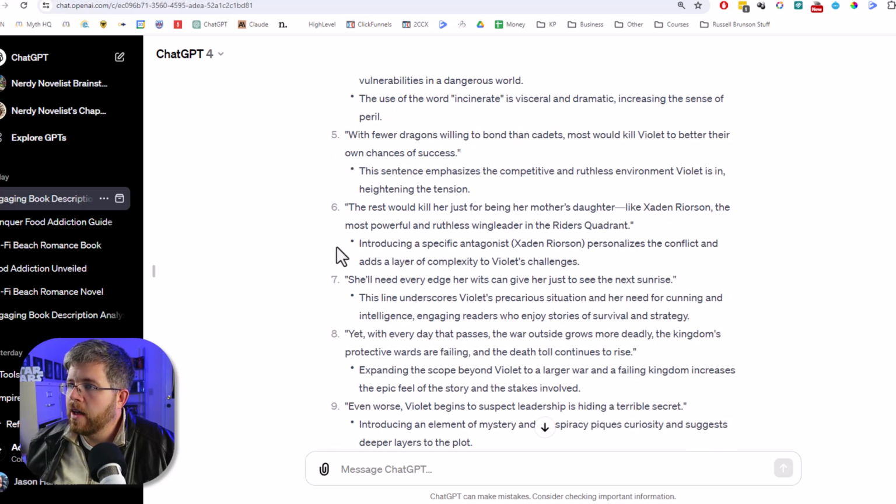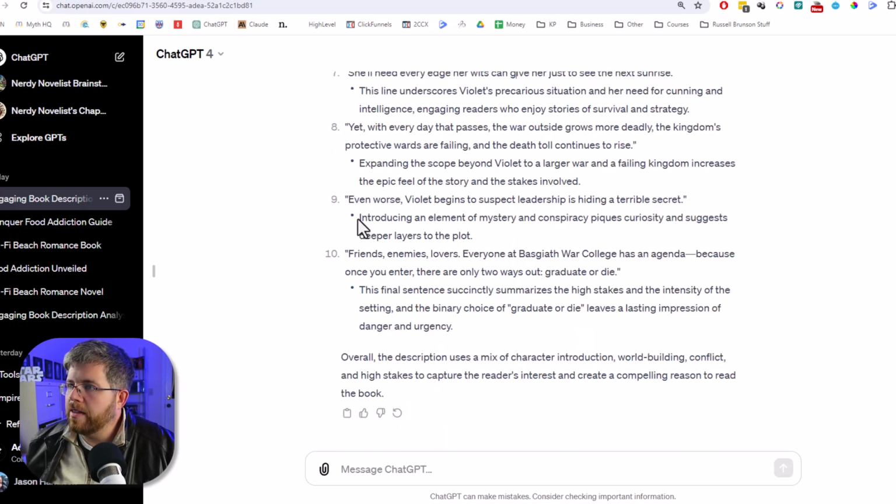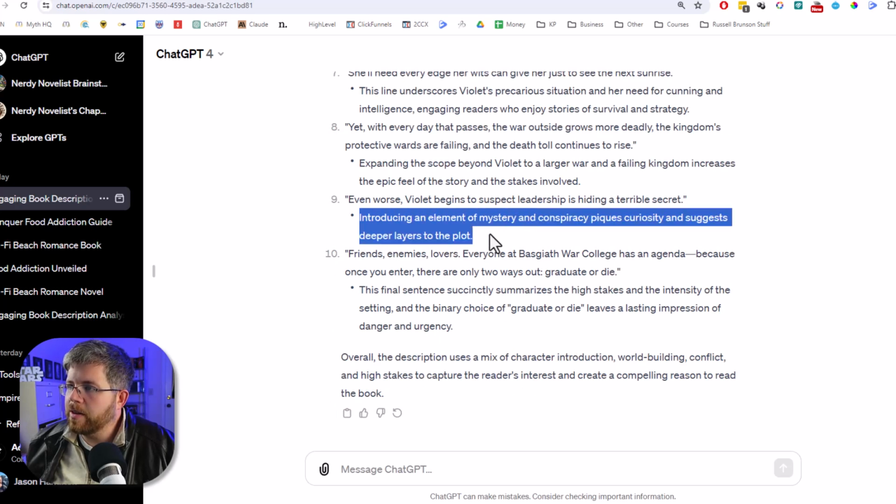Like, I love... here it says it introduces a specific antagonist. In this sentence, it says, introducing an element of mystery and conspiracy, piques curiosity, and suggests deeper layers to the plot. So ChatGPT is actually phenomenal at analysis like this, and so this is a really good method to use.